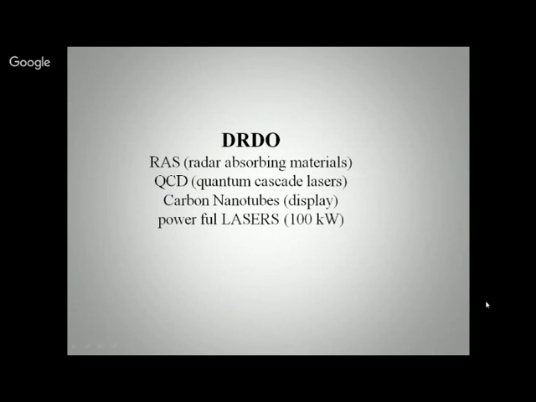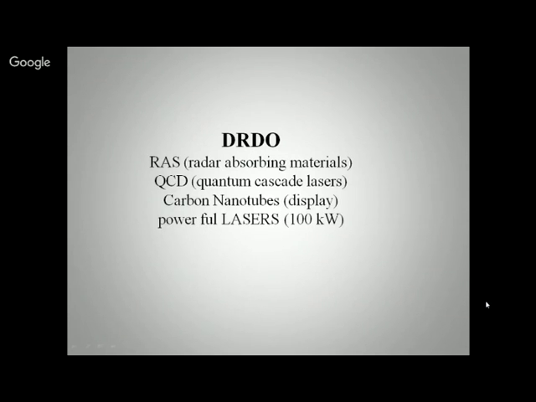So DRDO, I think you know about the DRDO, the Defense Research and Development Organization. They are searching for radar absorbing materials. If your plane is moving in the sky and the enemy is targeting it with radar, you should coat some material on the plane that will absorb those radio waves, so the enemy will not get the reflected rays.